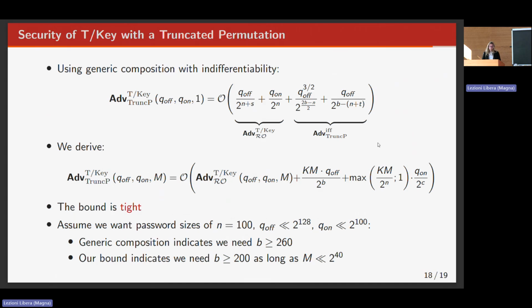And well, a bit more concretely, let us assume that this time we really want the password size to be 100 because we know that generically this is the minimum password size you can obtain. And we make this assumption on online and offline complexity. Then generic composition, in the single user setting, tells us that we would need to have a permutation size of at least 260 bits. On the other side, our security bound tells us that you can go as low as 200 bit permutations, as long as the number of users is not ridiculously high.